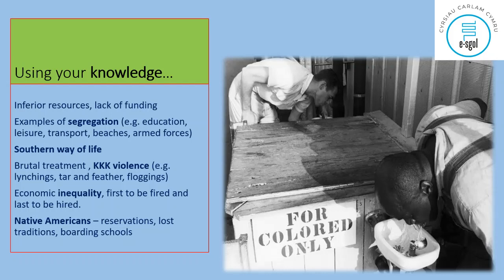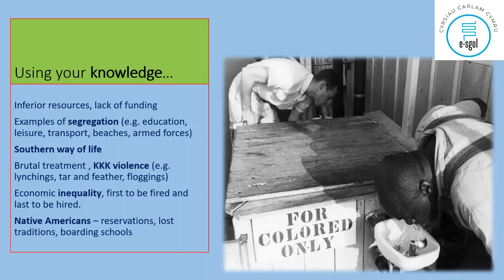It's interesting to think how many of you at that time also thought of other aspects, because the question says treatment of. It doesn't talk about segregation on its own. So I've added in a few examples here. Economic inequality, as in first to be fired and last to be hired. Lack of promotion, you could tie in to that one, couldn't you? Brutal treatment, like the violence of the KKK, lynchings, tar and feather, floggings, castrations, murders, kidnapping, ordered to leave town.